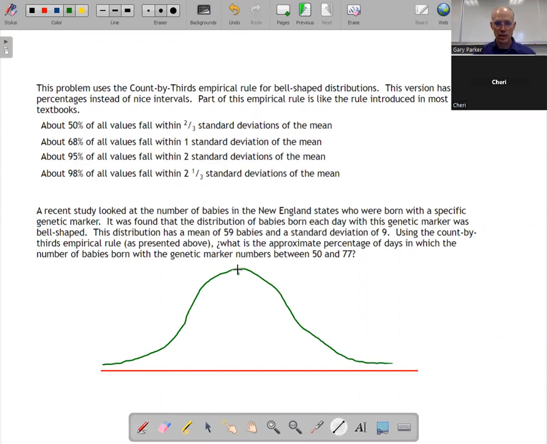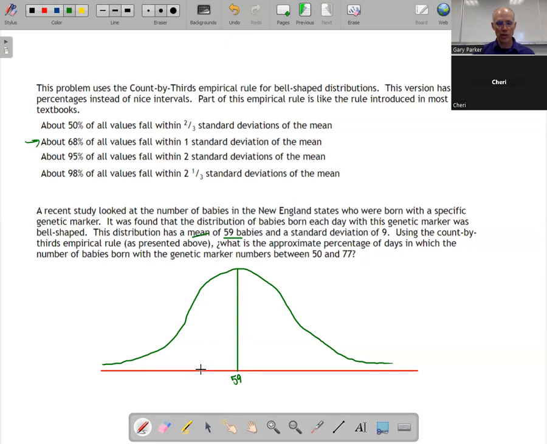So then here is going to be my mean. And for this problem here, they're telling me the distribution has a mean of 59. So we'll put 59 in the middle here. All right. So some information they give me. I'm going to use the one standard deviation first because I'm familiar with that one from the empirical rule.